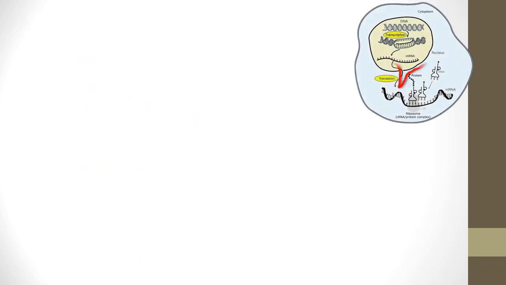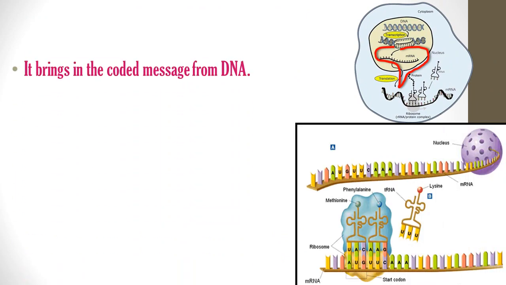Okay, so the messenger RNA formed in the nucleus comes into the cytoplasm of the cell, and it brings in the coded message from DNA. That means the messenger RNA which is coming out of the nucleus into the cytoplasm will bring the coded message from DNA. Now, coded message means three nucleotides together form one code.